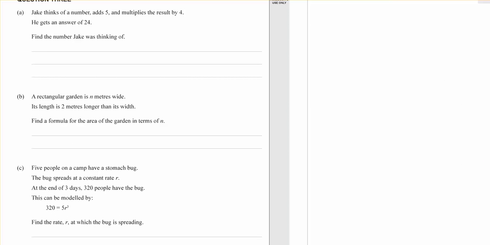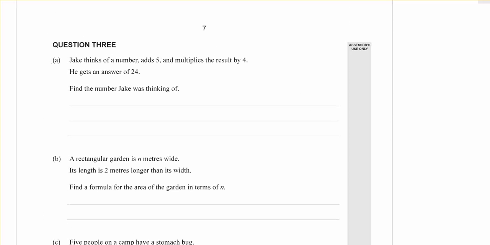Right, so this is the CAT, day 1 from 2015. We're up to question 3. You can pause, have a read and try the question yourself. Jake thinks of a number, adds 5, multiplies that result by 4, gets an answer of 24. Find the number Jake was thinking of.